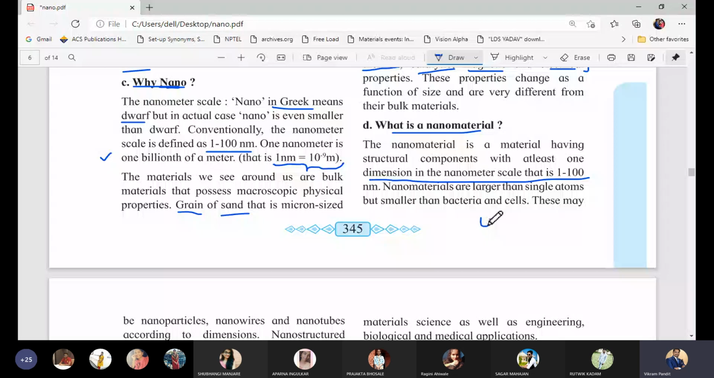The examples are like wires or tubes, nanofibers. Sir, I am not able to see the slide. This is not visible to you.